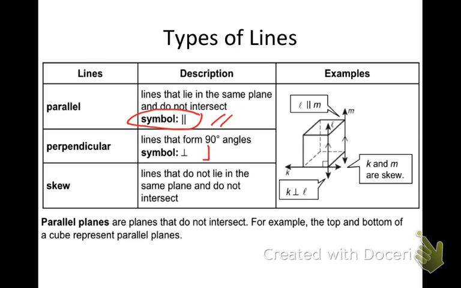Perpendicular is like an upside down T. So to denote something's perpendicular, you just write an upside down T. And then skew, lines that do not lie in the same plane and do not intersect. All right, we'll talk about those.